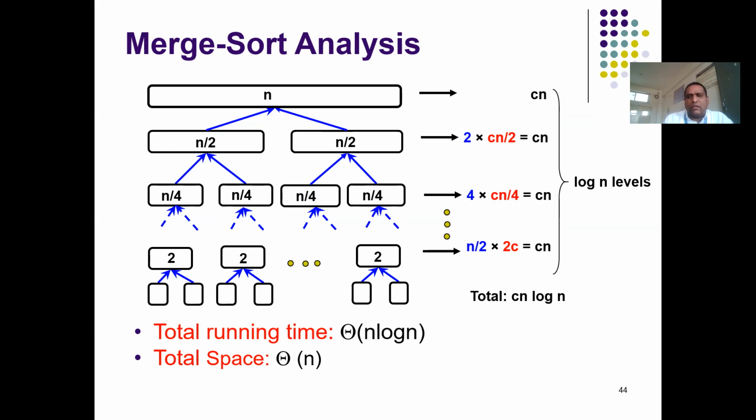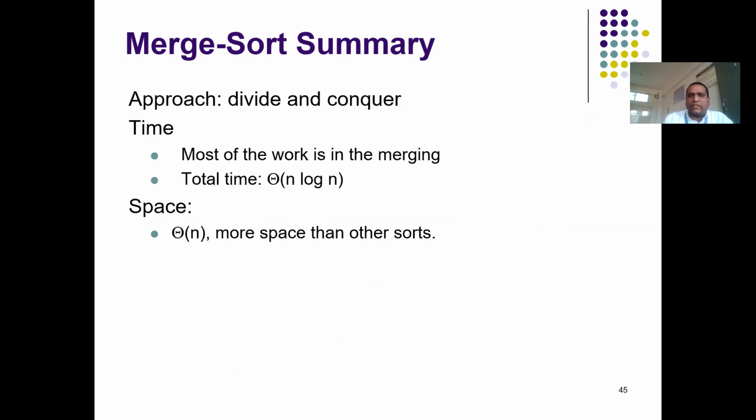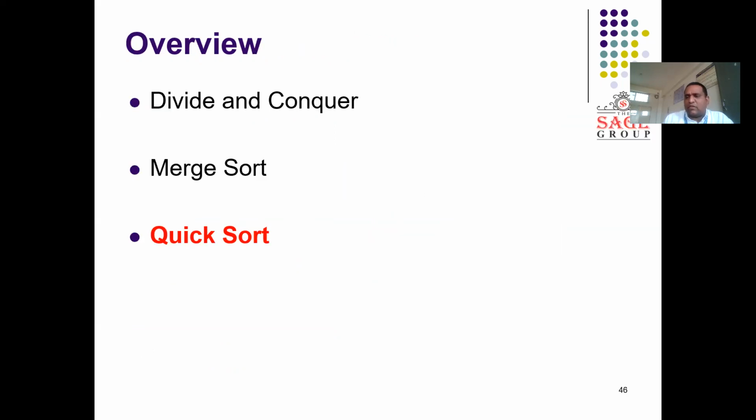Merge sort has a best time complexity of order of n log n, but it is external sorting because it takes order of n space from memory. This is the concept of merge sort. This is the summary of merge sort, its time complexity and space complexity. We will discuss quick sort in the next lecture. Thank you for watching.